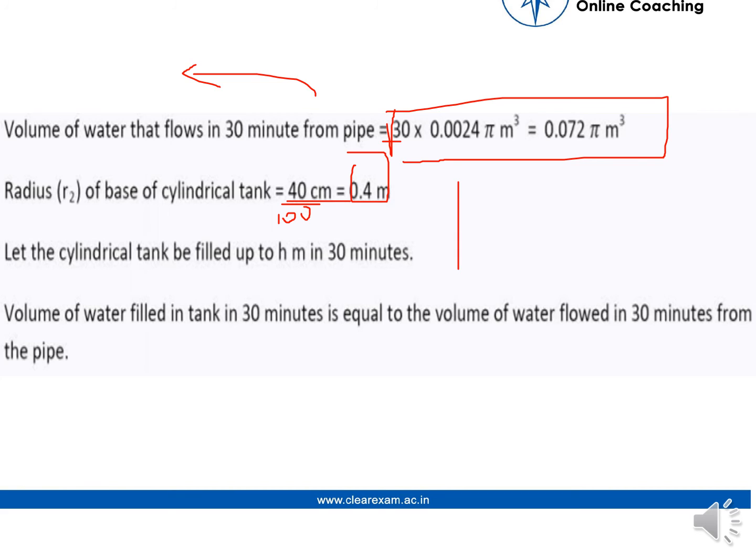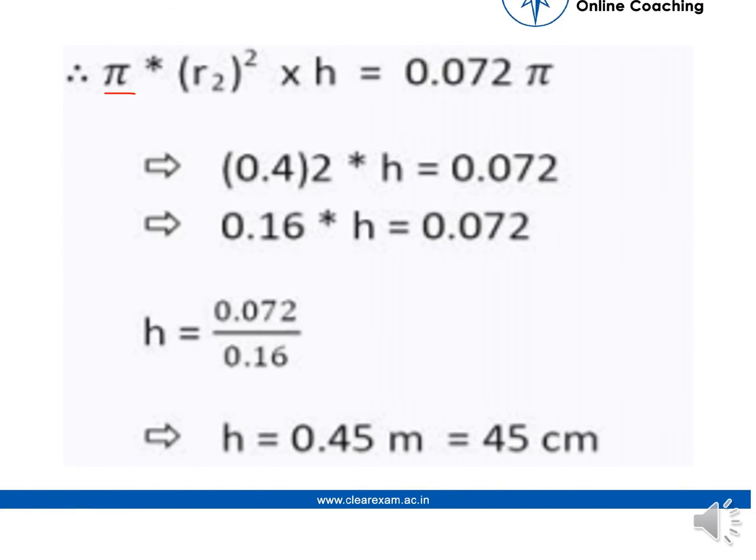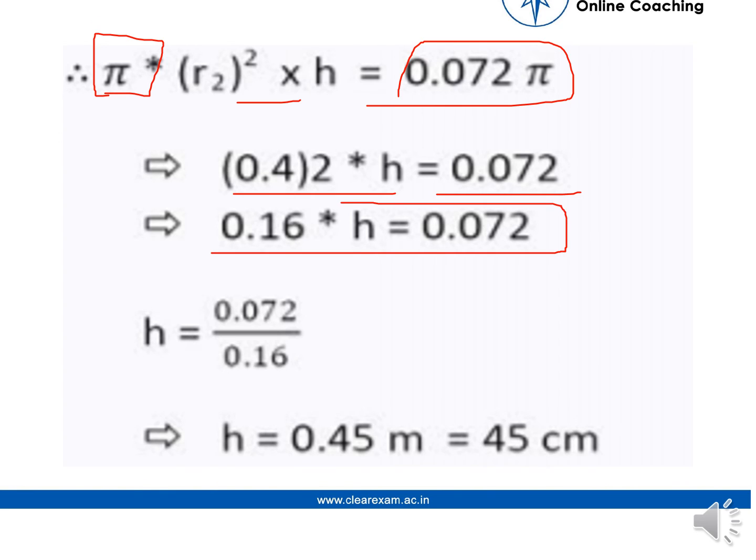Let the cylindrical tank be filled up to h meter. This is the height to which the cylindrical tank will be filled in 30 minutes. So the volume of the water filled in the tank in 30 minutes is equal to the volume of water flowed in 30 minutes from the pipe. So we have pi into r square into h, and we substitute the value of pi. So h equals 0.16 by 0.36, and the height becomes 0.45 meters.